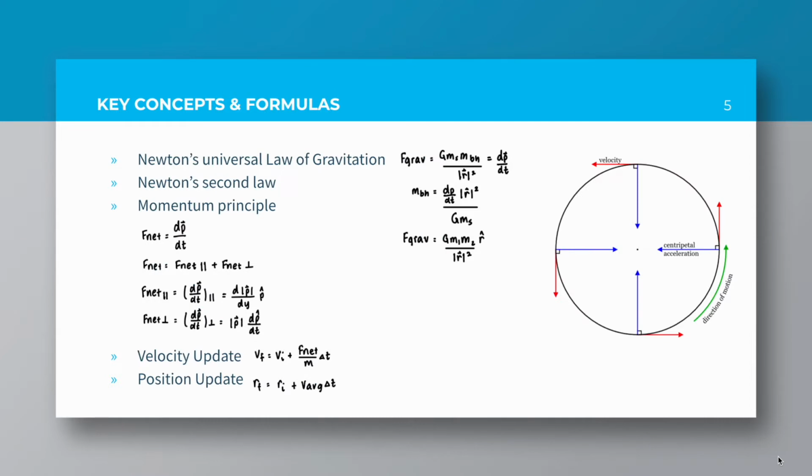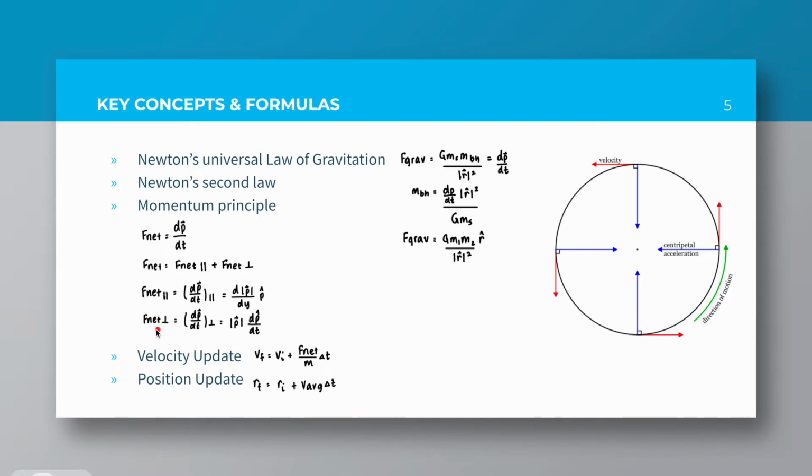So here are some of the key concepts and formulas that this lab focuses on. Firstly, we have Newton's universal law of gravitation, and here are a few of the formulas that will help us calculate that. We also have Newton's second law, also known as the momentum principle. As you can see over here, F net is equal to dp/dt, which is the same as change in momentum over change in time. We know that F net is equal to F net parallel plus F net perpendicular. We have these formulas here to help us calculate those values.